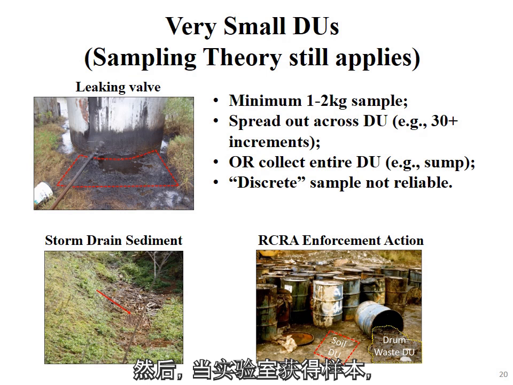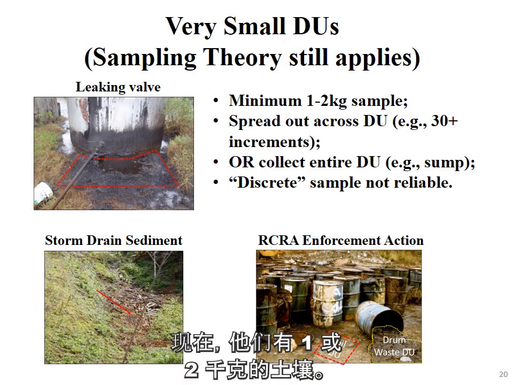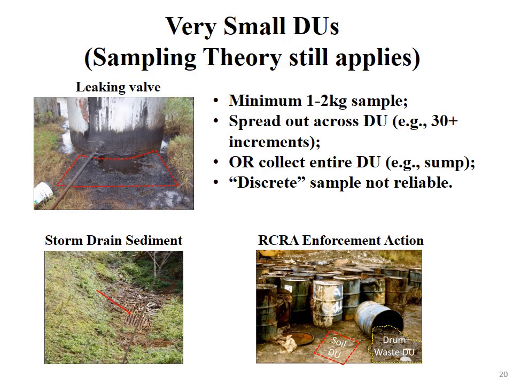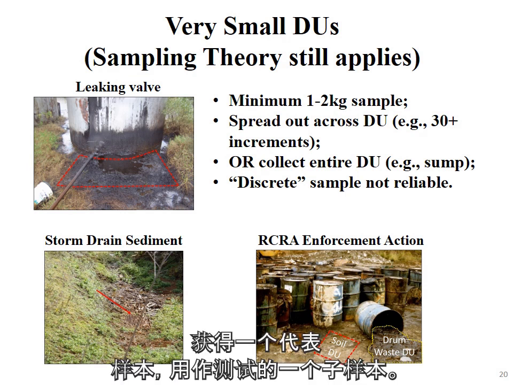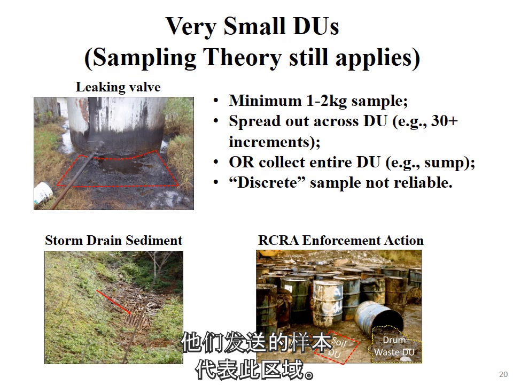And then when the lab gets a sample, they don't just take the top of the jar off anymore. Now they've got 1 or 2 kilograms of soil. They have to spread it out, sieve it, dry it, spread it out, and then subsample that to get a representative subsample for testing. So then the sample data they get represents the sample they send in. The sample they send in represents this area.